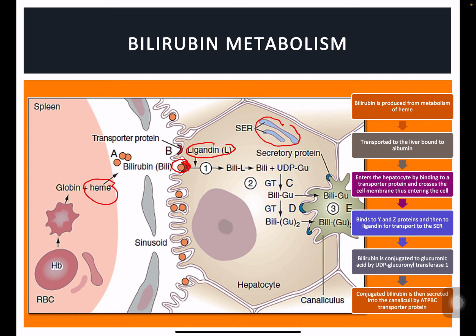So in the smooth endoplasmic reticulum, the bilirubin is conjugated to glucuronic acid by the enzyme UDP glucuronyl transferase 1, producing the bilirubin monoglucuronides or the bilirubin diglucuronides. And then the conjugated bilirubin is secreted into the canaliculi by a secretory protein, the blue crescents, called the adenosine triphosphate binding cassette transporter protein.